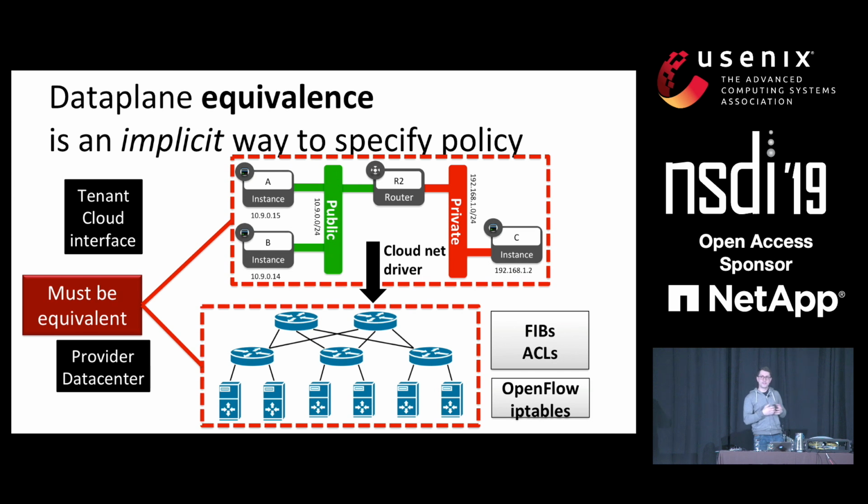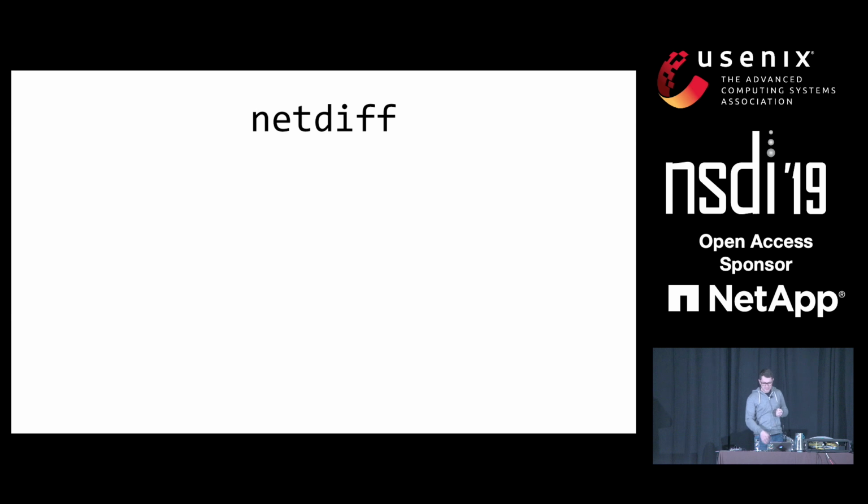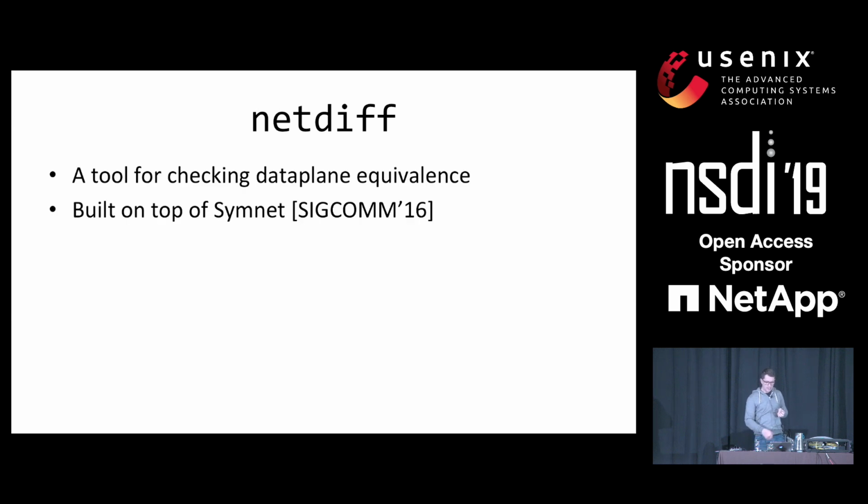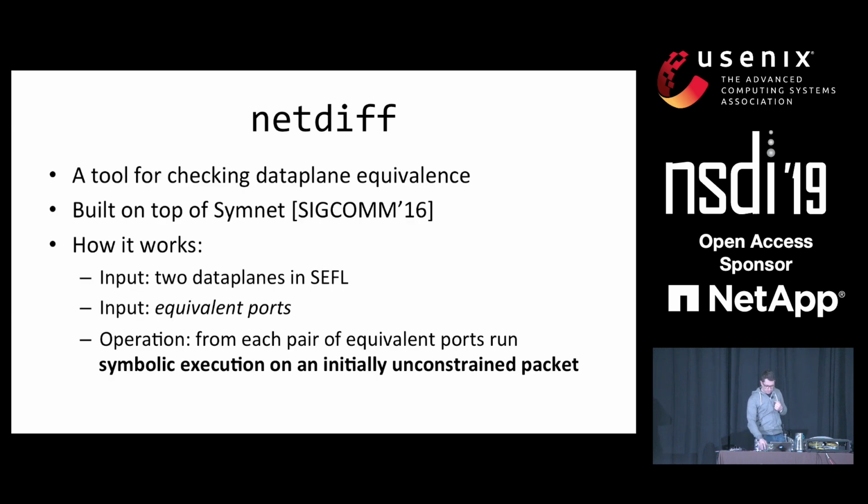So this is one example where you might use this primitive, all right? So the paper presents this tool that's called NetDiff. Basically, it's built on top of prior work. And the input is 2 data planes written in this language that was presented previously. And it basically says for these data planes, I want that injecting packets on these 2 ports should result in the same packet going out, right?